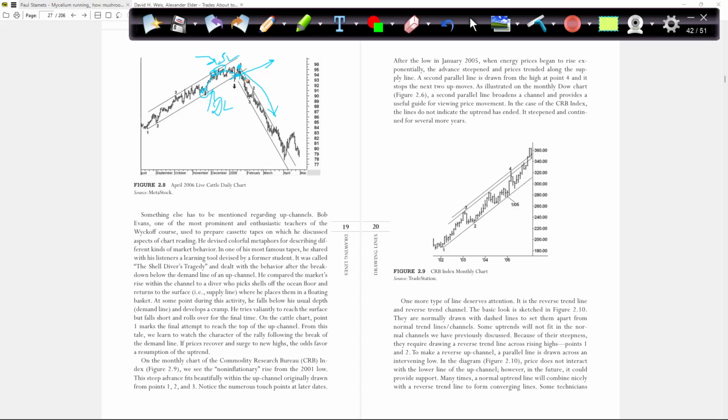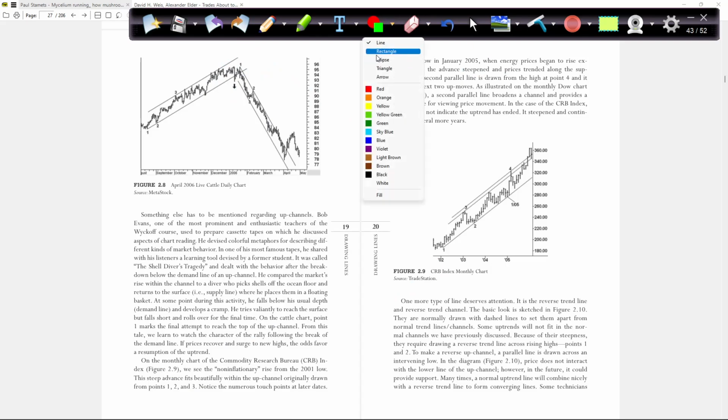Instead of this, if it went like this, it would have been a resumption of the uptrend, and we would have drawn a new uptrend channel. On the monthly chart of the Commodity Research Bureau CRB index, figure 2.9, we are on to a chart again.